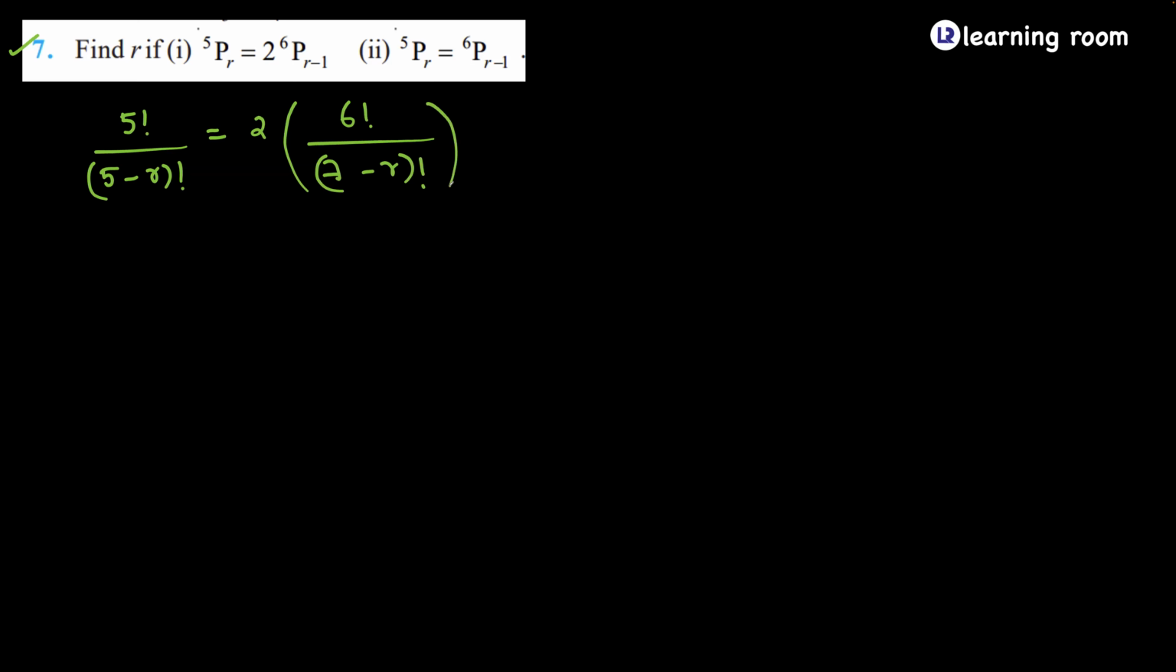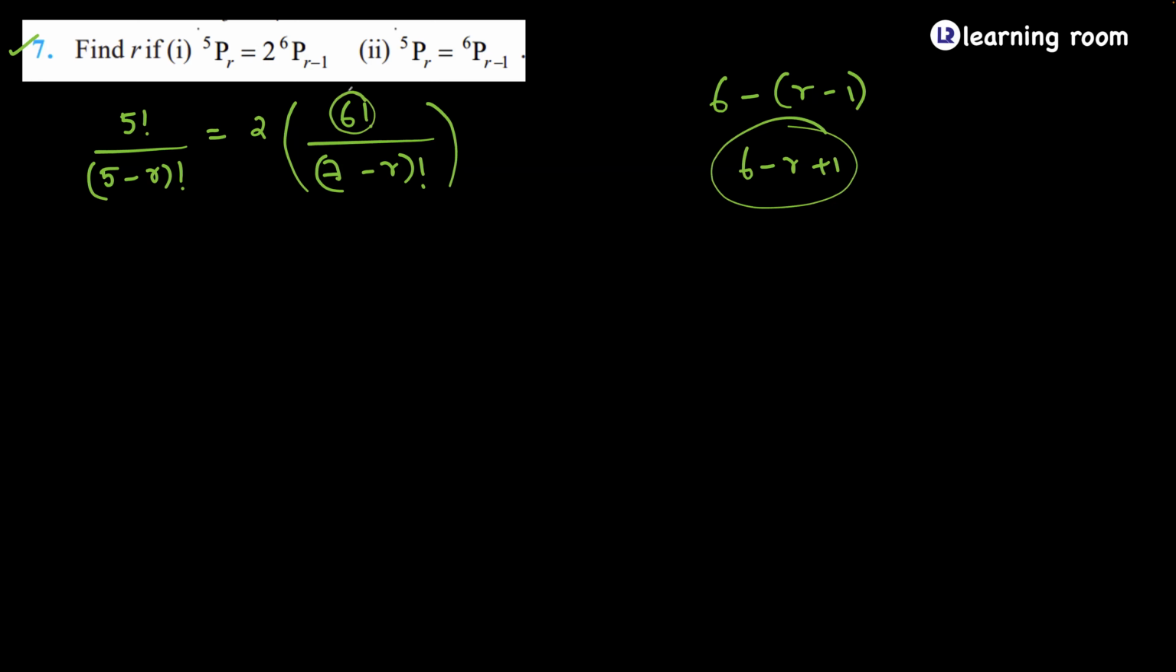So that's one common mistake which people make. They write 6 minus r minus 1 as 5 minus r factorial, but it is 6 minus of r minus 1. I use the word minus of, meaning there is a bracket. So it is 6 minus r plus 1, so it is 7 minus r factorial. Is the point clear?